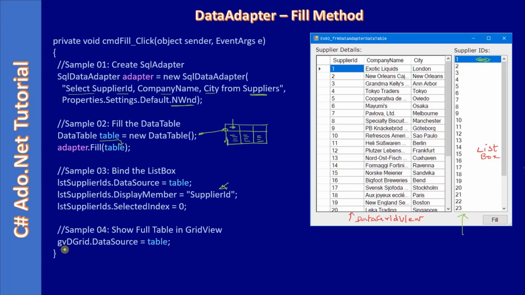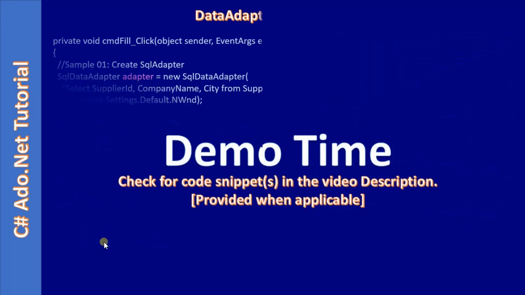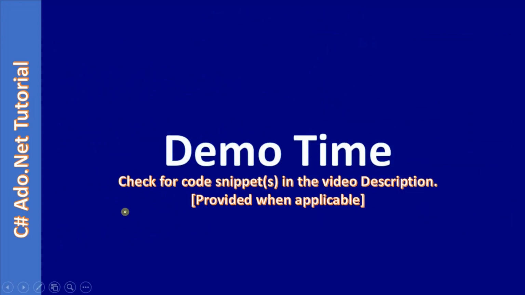Finally, we make use of our grid view. So this one is the grid view, and for the grid view's data source property, we are setting the table. Now the grid view knows how many columns to display, and it knows the data also, and it lists all the data. If you look at the DataGridView on the right side, you can see supplier ID, company name, and city all presented in it. Now let's go to the demo.